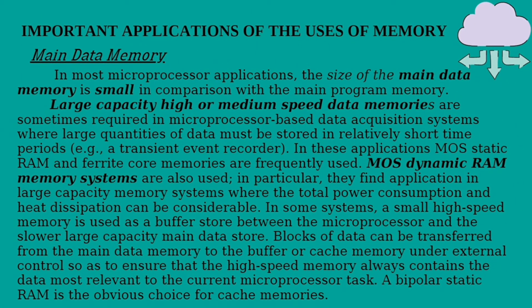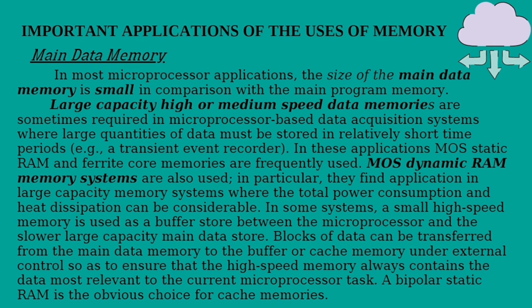Next is the main data memory. In most microprocessor applications, the size of the main data memory is small in comparison with the main program memory. Large-capacity, high or medium speed data memories are sometimes required in microprocessor-based data acquisition systems where large quantities of data must be stored in relatively short time periods. In these applications, MOS static RAM and ferrite core memories are frequently used. MOS dynamic RAM memory systems are also used.